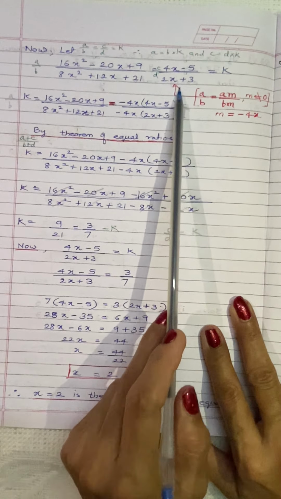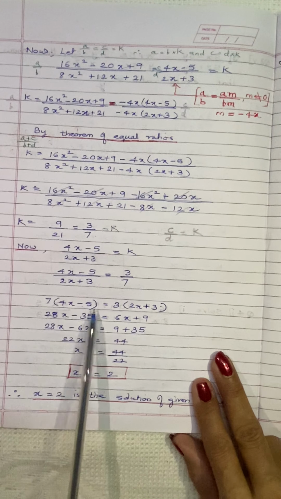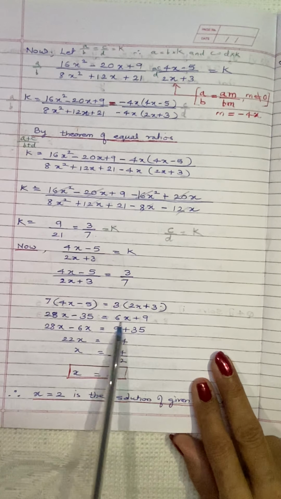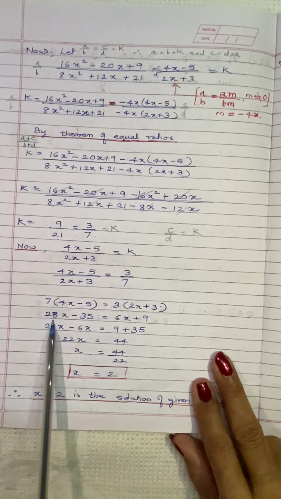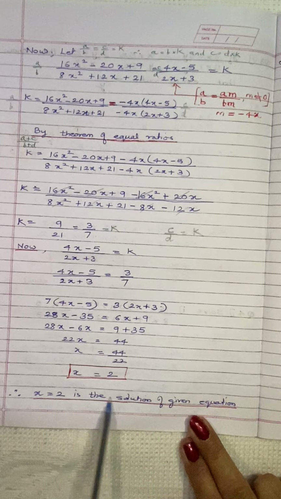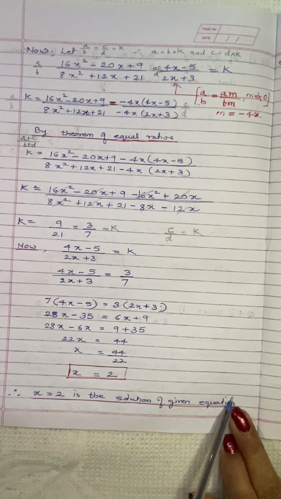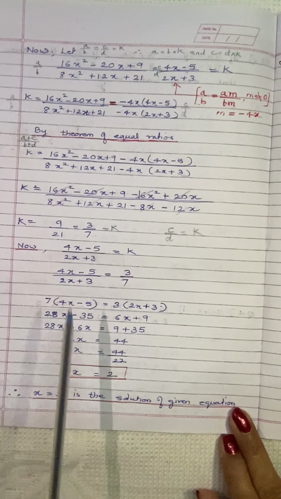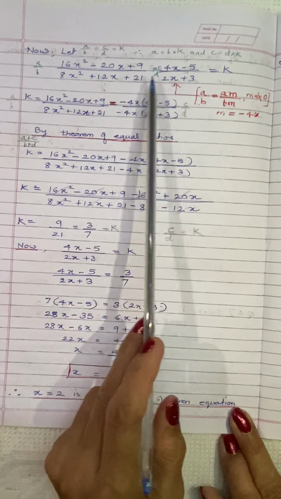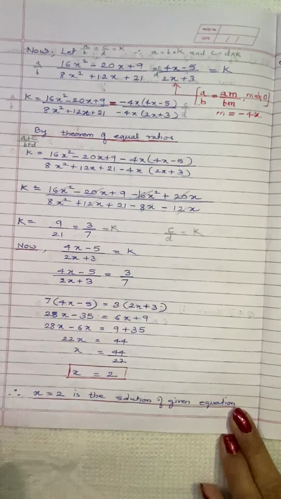So this goes to the left hand side and this expression goes to the right hand side. Here there are terms, so we will multiply them and open the bracket, 7 4s are 28, 7 5s are 35 negative, 3 2s are 6 and 3 3s are 9. And when we solve this whole process, x is equal to 44 upon 22, where we got x is equal to 2. Therefore x is equal to 2 is the solution of the given expression. If you substitute this value of x in the expression here, you will get left hand side is equal to right hand side.